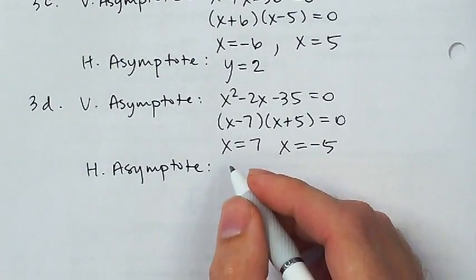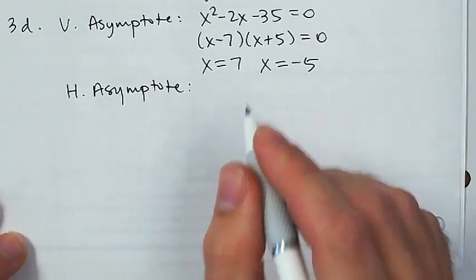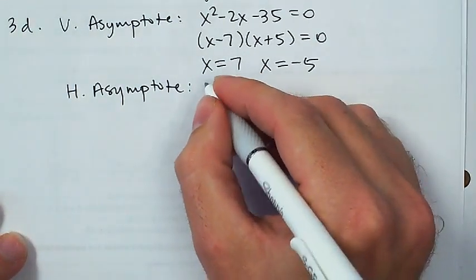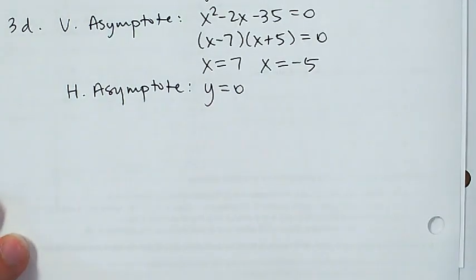It's somehow telling you what the trending behavior of the function is as x approaches infinity or negative infinity: y equals 0.